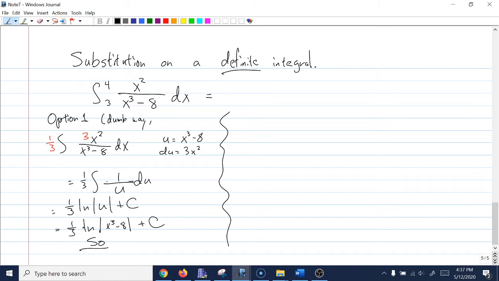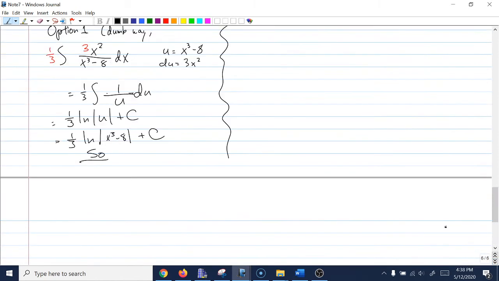So, having done this little side problem that didn't have the digits, I should now be able to answer the problem that has the digits there. The integral from 3 to 4 of x squared over x cubed minus 8 dx is going to be that answer evaluated from 3 to 4. The answer was 1/3 natural log absolute value of x cubed minus 8. I need to evaluate that from 3 to 4.